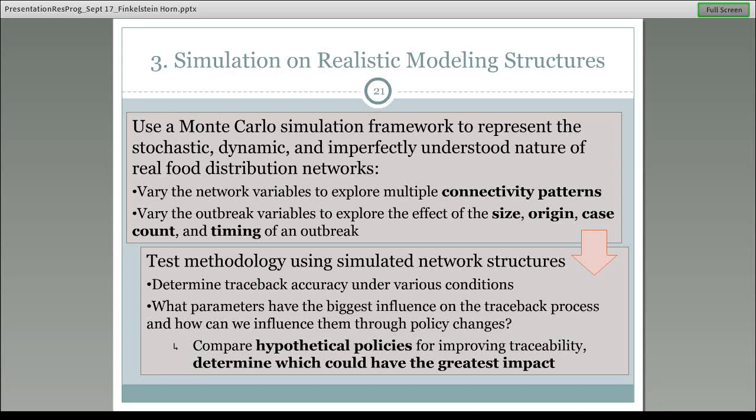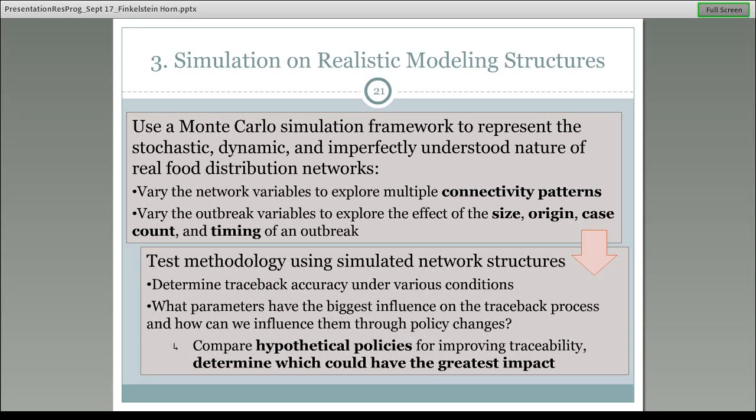So outbreaks of various size, origin, case counts, number of people infected, and timing. And once we have all of that, we can test our methodology using these simulated network structures to determine traceback accuracy under various conditions, and importantly, to determine which of these different parameters that we're varying have the biggest influence on traceback accuracy, and how we might be able to influence these through policy changes. So this simulation framework allows us to compare multiple policies for improving traceback and eventually to determine which could have the greatest impact.